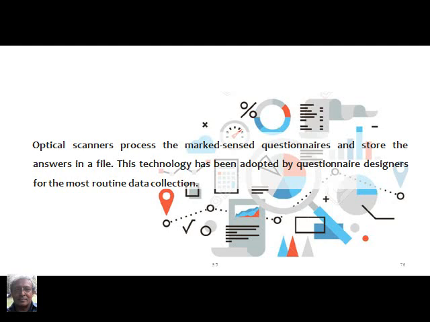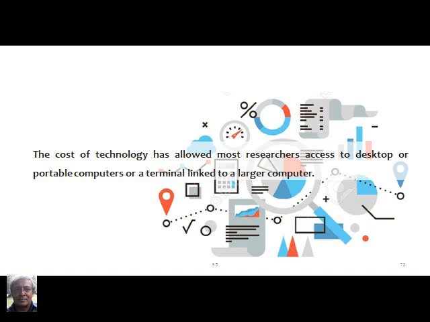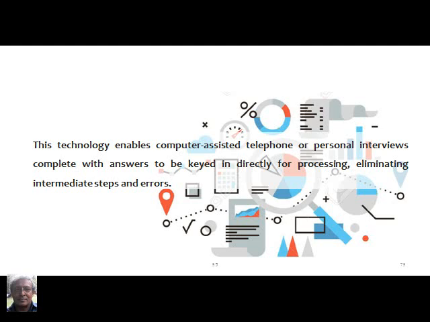This technology has been adopted by questionnaire designers for the most routine data collection. It reduces the number of times data is handled, thereby reducing the number of errors that are introduced. The cost of technology has allowed most researchers access to desktop or portable computers or a terminal linked to a larger computer. This technology enables computer-assisted telephone or personal interviews complete with answers to be keyed in directly for processing, eliminating intermediate steps and errors.